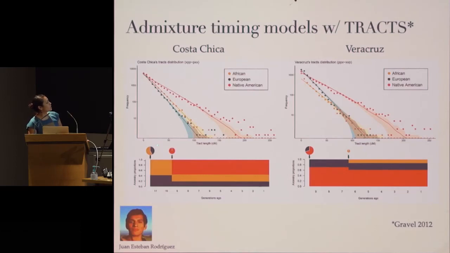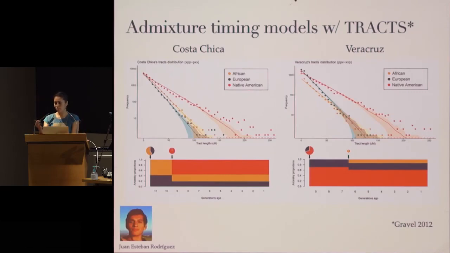So for Costa Chica, we have the best model involving a first admixture between Africans and Europeans, and then a pulse with native Mexicans or indigenous Mexicans. Whereas in Veracruz, it involved first Europeans and native or indigenous Mexicans, and then an African pulse. However, we weren't very happy with these models either. Even though these had the highest likelihood, we still see that they don't fit the data quite well.